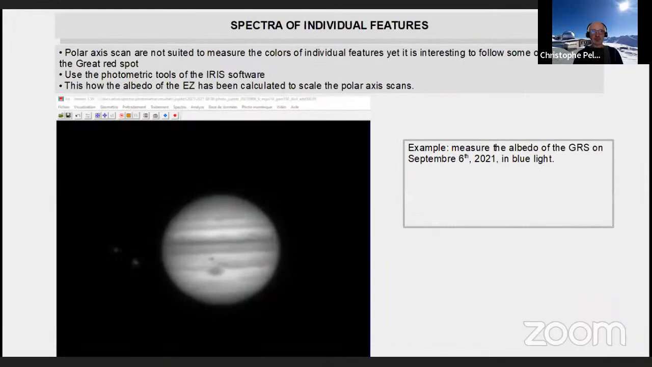Now we are going to speak about spectra of individual features, because axis scans are not suited to measure the colors of individual features, yet it's interesting to follow some of them, like the Great Red Spot. We are going to use the photometric tool of the IRIS software. And by the way, this is how I have calculated the albedo of the equatorial zone.